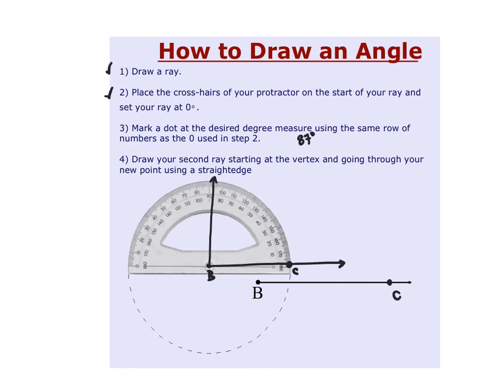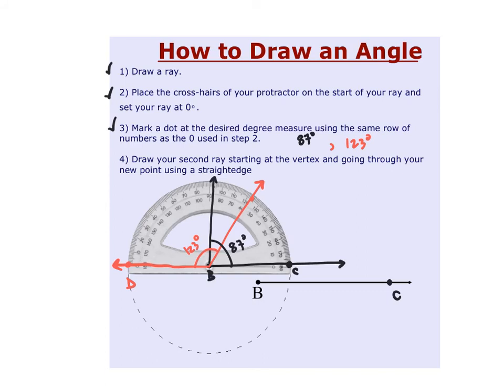Okay, what if I did a ray the other way? Let's go ray BD. And I wanted a 123 degree angle. Well, I would follow the outer numbers now. So if my ray points to the left, I follow the outer numbers out to 123. Right there, I put myself a nice little point there, and then I connect. This angle right here is 123 degrees. This black angle right here is 87 degrees.